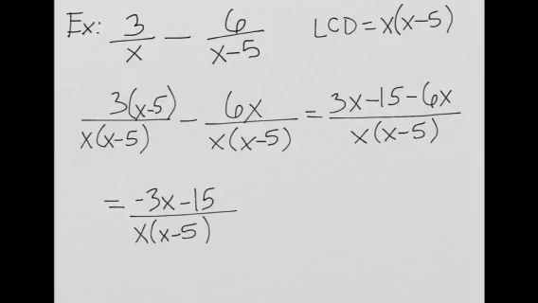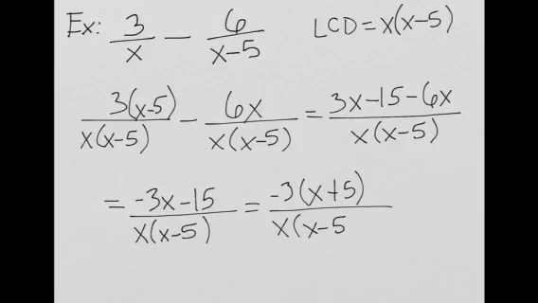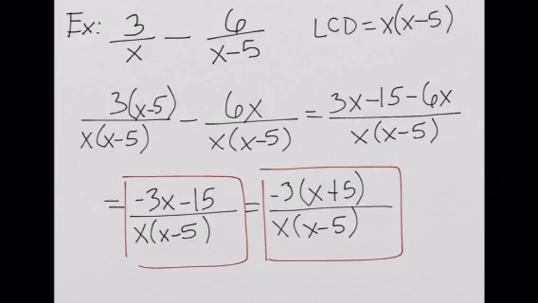Glancing at it, it looks like I may be able to factor something. The only thing you can take out of the top is a negative 3. If you take a negative 3 out, you're left with x plus 5, because you took the negative out, over x times x minus 5. Now you notice that you could not factor anything else out, so either one of these two answers is acceptable. You could have left your answer in this form, or you could have factored out the negative 3 and got this answer. Either answer would have been acceptable on a quiz or test or anything.